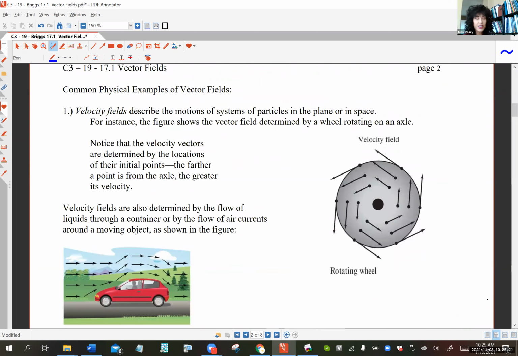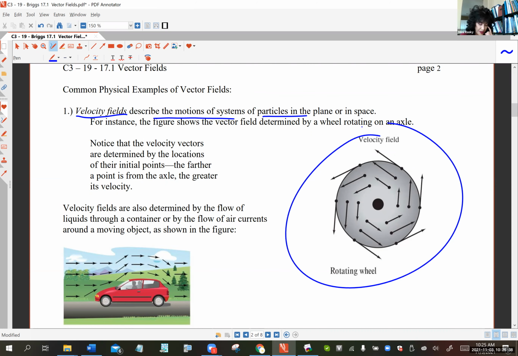Here are some common physical examples of vector fields. These may look somewhat familiar. So velocity fields are vector fields that are describing motions of systems of particles like wind or water. If you look at this velocity field, this is a rotating wheel vector field. Notice that the length of the vectors changes as you get further and further away from the axle of the wheel. The vectors get larger and larger. And why is that? Well, because the angular velocity is increasing.